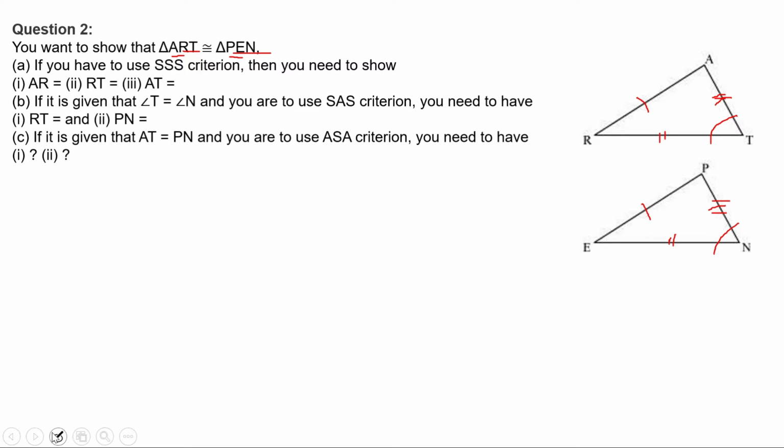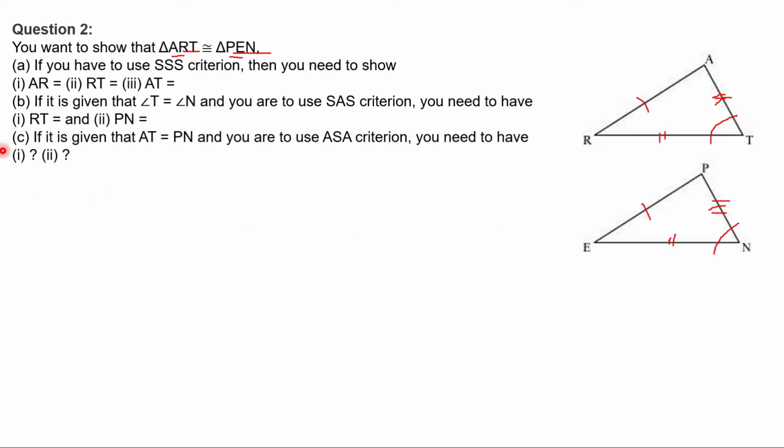Okay, let's see once again. In SAS we have a structure like this: two sides and the angle between them. So if the angle is T here and the angle is N here, these two sides are AT and TR, and here PN and EN.